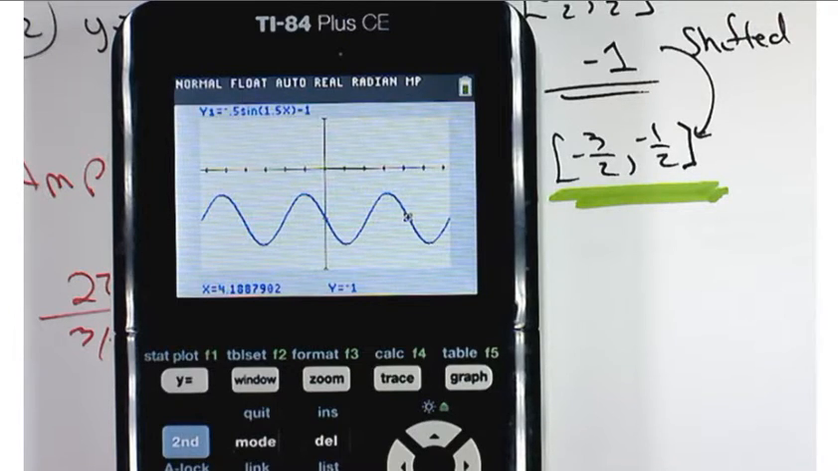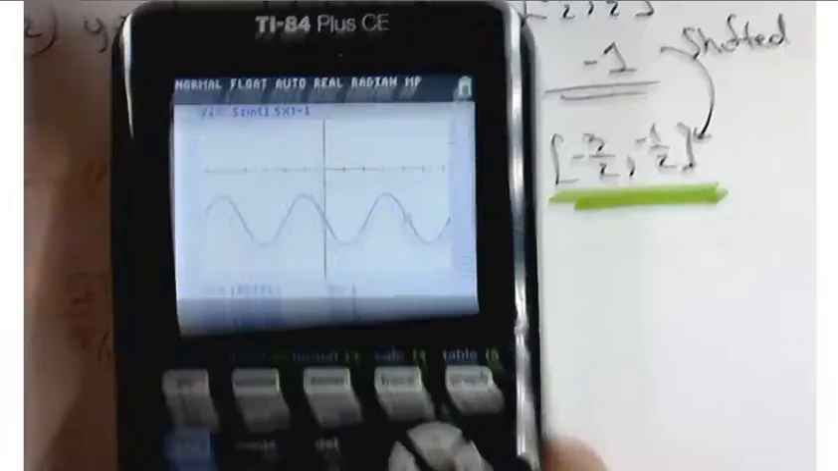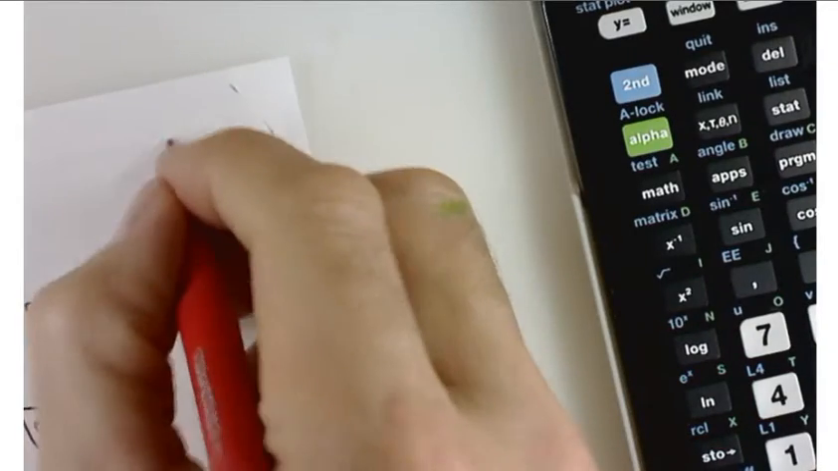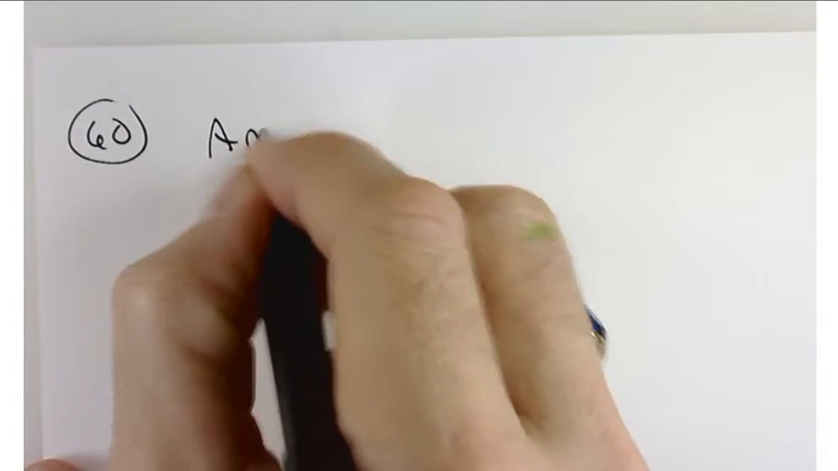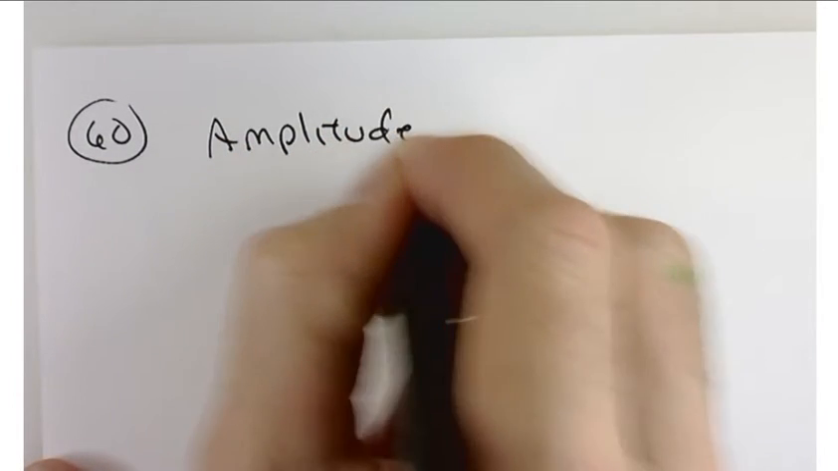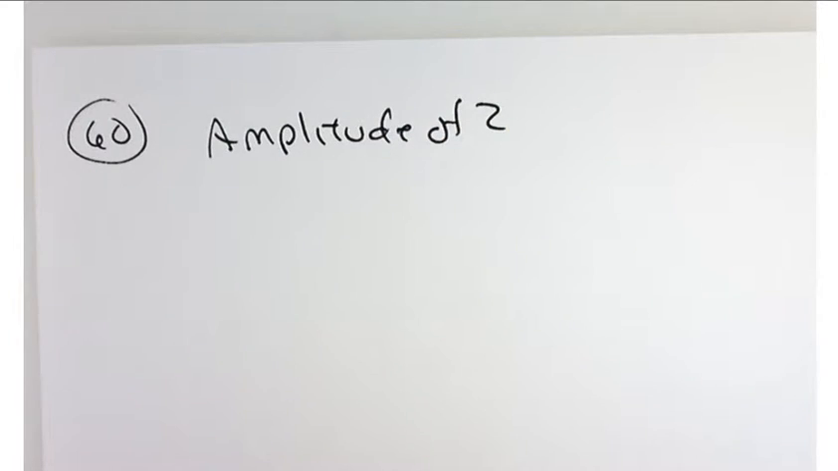Okay, let's reverse engineer a couple. So a couple more problems to finish out the section: problems 60 and 62. Problem 60 asks us for a sine function with an amplitude of 2 and a period of 4 pi.